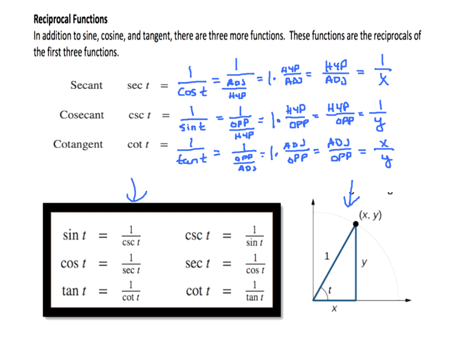And this box here that I included on your notes just reminds you of the reciprocal relationships. So sine of t is reciprocal to cosecant, cosine is reciprocal to secant, tangent reciprocal to cotangent.